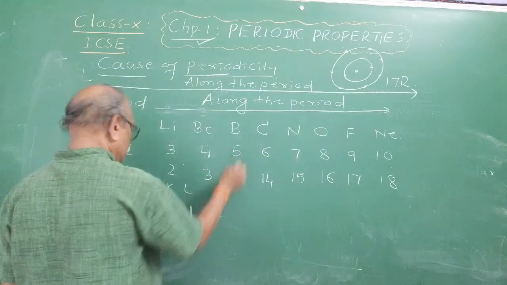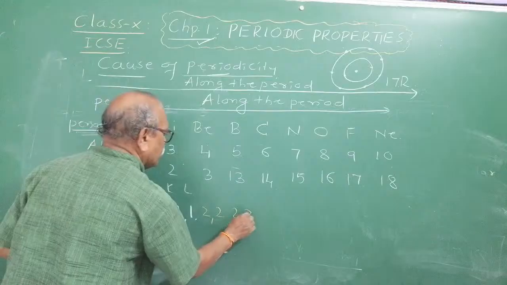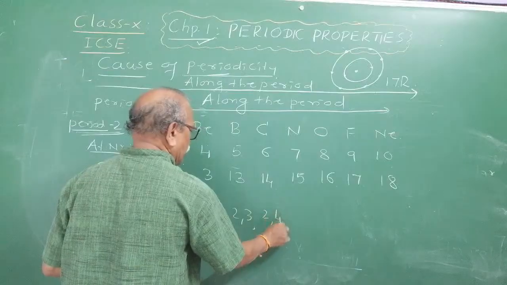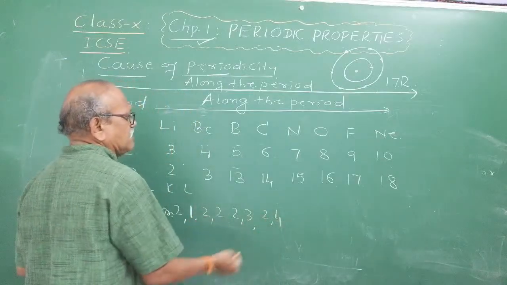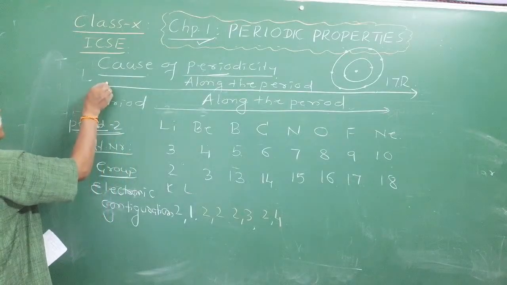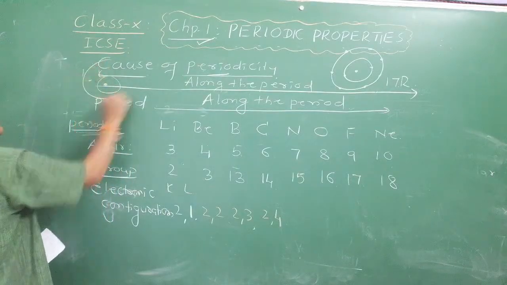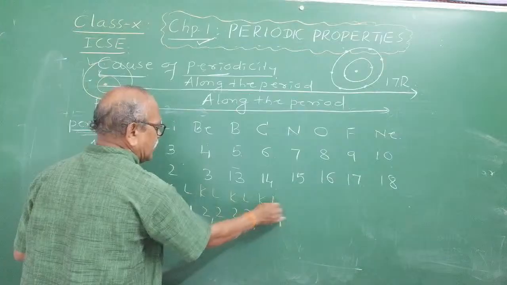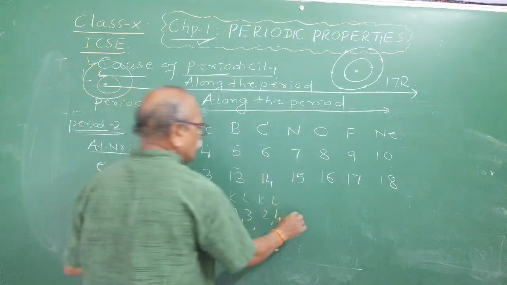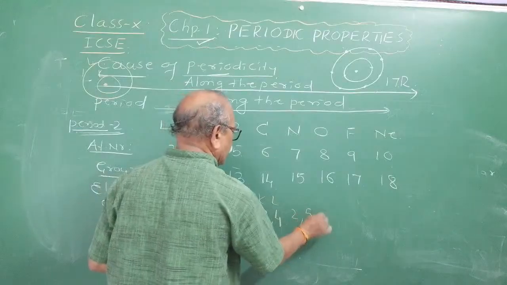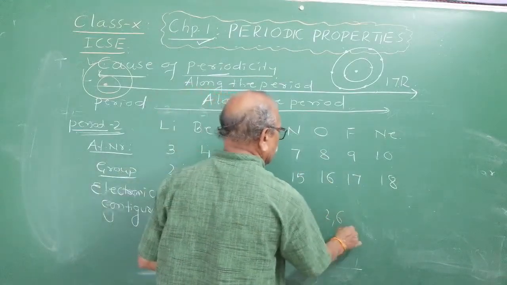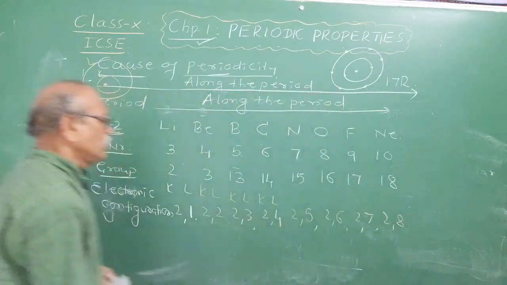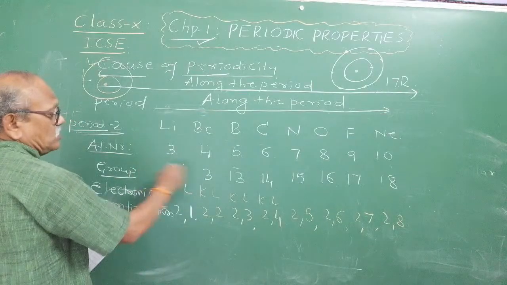Boron will have 2, 3. 2 plus 3, 5. Carbon, to the same cell, electrons will enter: 2, 4. K and L cell only. L cell is the second period. This is the nucleus, this is K cell, this is L cell. Electrons will enter into only K cell and L cell. 2, 4. Now for nitrogen you get 2, 5. Oxygen 2, 6. Fluorine 2, 7. Neon 2, 8. Observe.